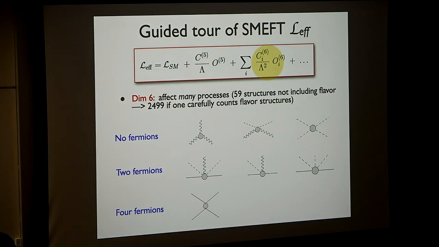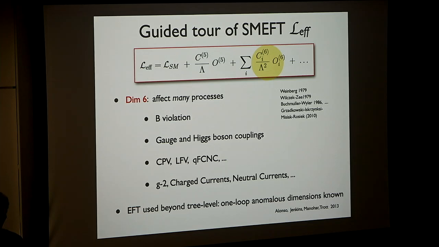Almost on time, actually. So let's take a glimpse at dimension 6. There are 59 structures. If you forget about the family indices, you can write down 59 structures. If you put in the family indices, you get to 2,499. I never checked that, but many people have checked. And now you have a variety of vertices: three-gauge-boson, with no fermions, with two fermions, with four fermions, and so on, and a variety of processes that you can look at, baryon number violation, as I said, all sorts of things.